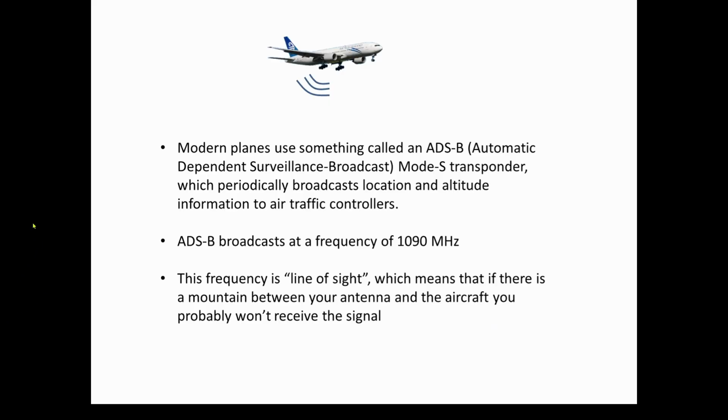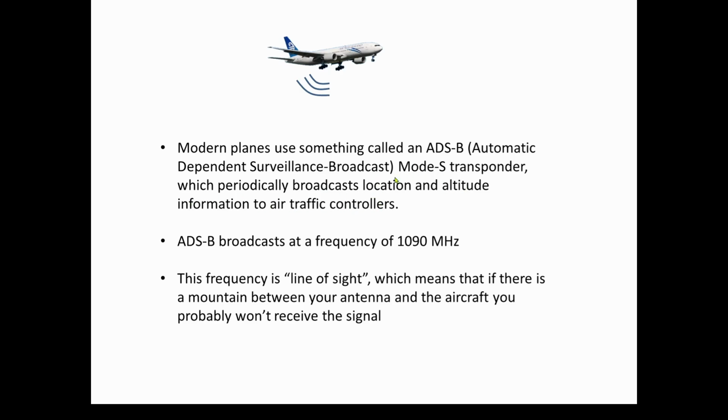So first, let's take a closer look at the technology that allows you to receive radio signals that tell you the location and heading and altitude and speed and lots of other information about not only commercial, but private aircraft flying in your area. Modern airplanes use something called an ADS-B, which is called Automatic Dependent Surveillance Broadcast Mode S Transponder. So you'll see this terminology in many places when you start to investigate this. And that technology periodically broadcasts location and altitude information to air traffic controllers.